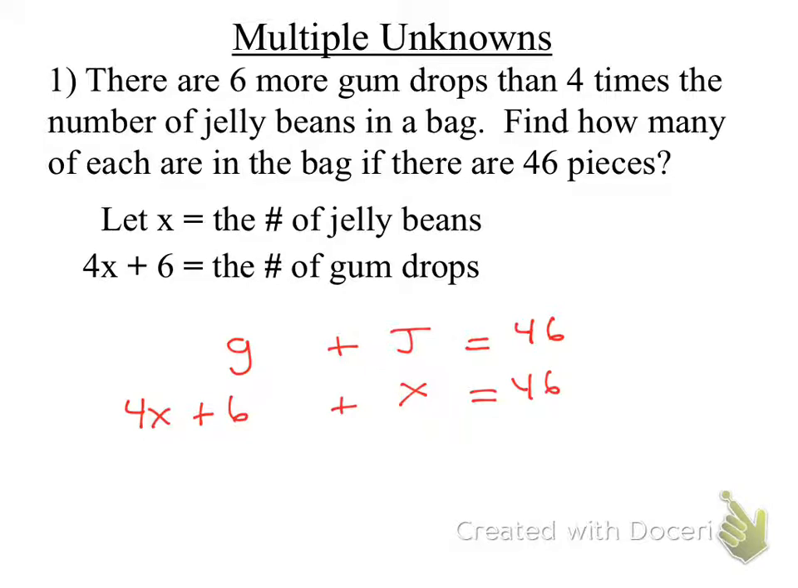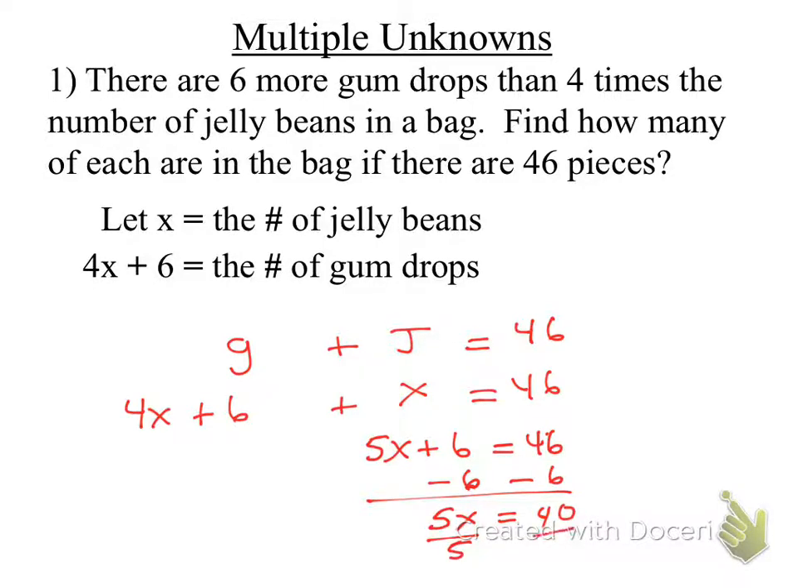Brady, you want to go? That makes 5x plus 6 equals 46. Subtract 6 from both sides, and you get 5x equals 40. Then you divide both sides by 5, and you get 8. So x equals 8. What does that mean in the story?